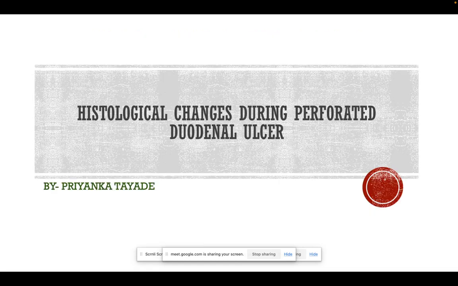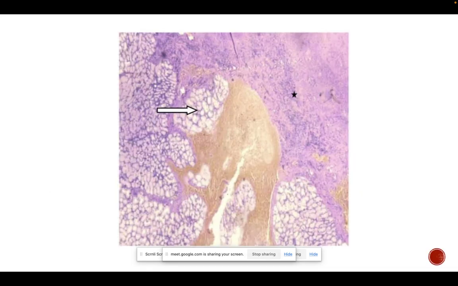Hello, myself Priyanka Thade. We are going to discuss the histological changes during the perforated duodenal ulcer. Perforated duodenal ulcer is a further complication of the peptic ulcer. So further changes will be seen in the duodenal ulcer.